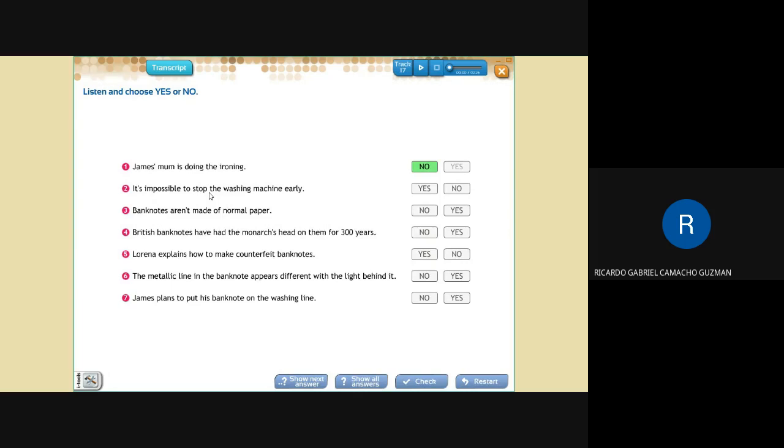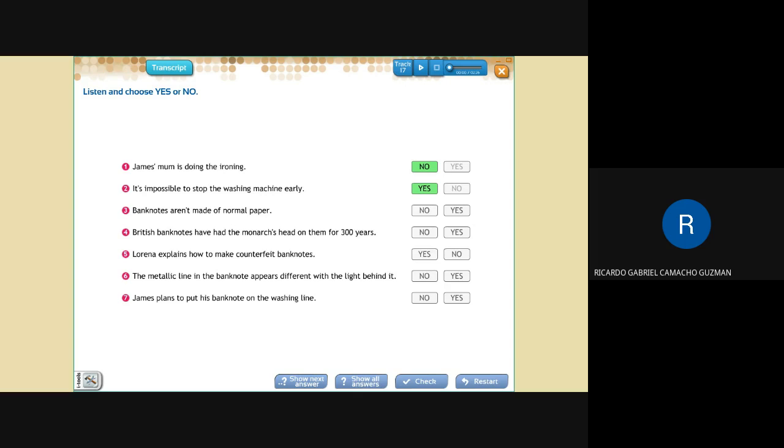The next one says, it's impossible to stop the washing machine early. Yes. This one is a yes. How do we know this? Because the washing machine was already washing and maybe it was impossible for them. Actually, Lorena says that.